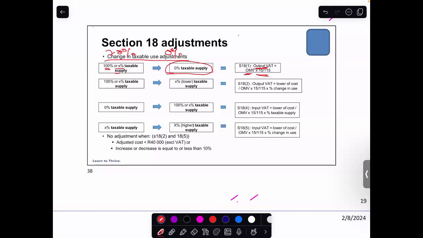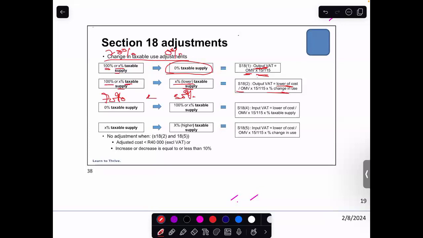15 over 115. Right, 100% taxable supplies to lower percent taxable supplies. Let's say the entity was making 70% taxable supplies and it moved to 30% taxable supplies. What do we do then? We don't use the market value when calculating our VAT output. We use the lower of cost or market value times the percentage change. The percentage change here, from 70 to 30, is how many?